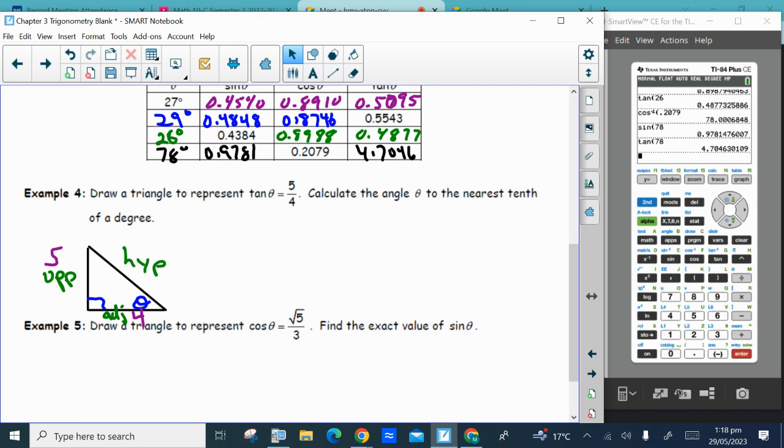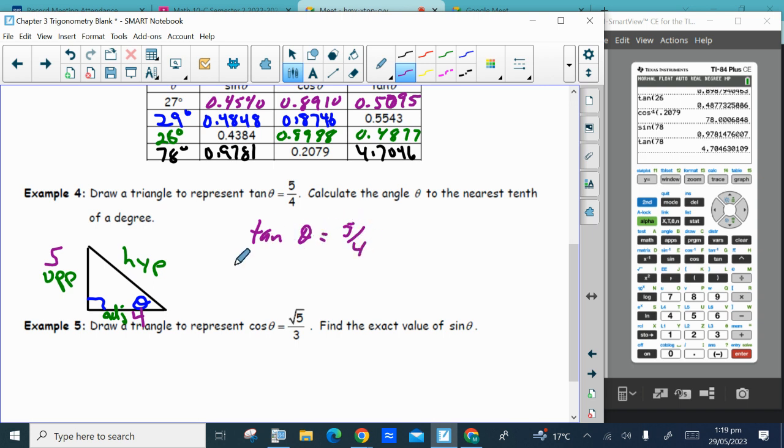Then it asks us to find angle theta, which you didn't even have to draw the triangle to get. We did it because it told us to, but we didn't even need to do that. If we are told that the tan of theta is 5/4, we can find out what theta is by going tan to the -1 of 5/4. We've already done examples like this before where instead of a fraction, it was a decimal, but it's done the same way.